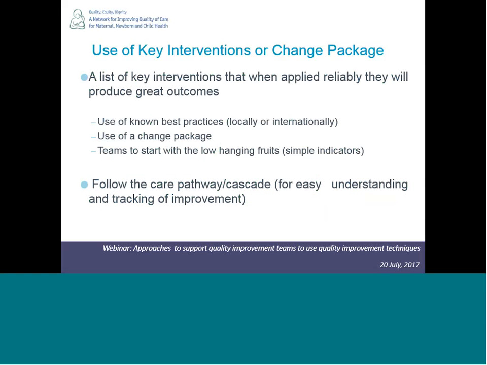Use of change package, this is straightforward. Key interventions that are already available, best practices, should be available for the QI teams to use. They have to adapt them to their own context, and it should also follow the care pathway. So if you're looking at maternal newborns, you want the teams to start working from, for example, pregnancy: what needs to happen. You can't start at postnatal, because you have to start closing gaps as you move along with the teams. And they need to start with the low-hanging fruit within these teams.